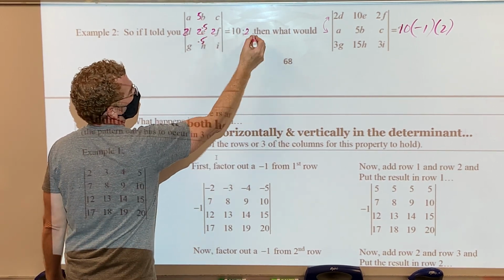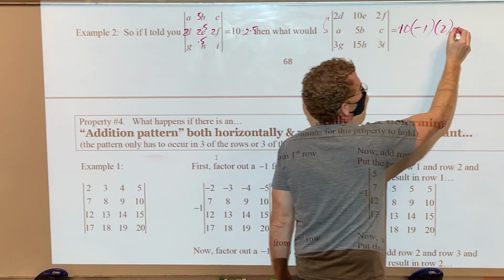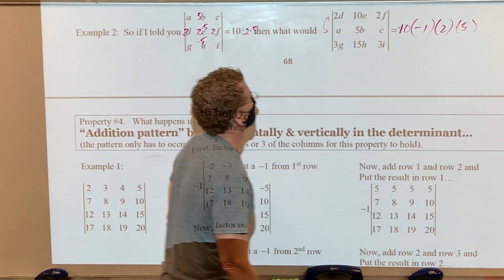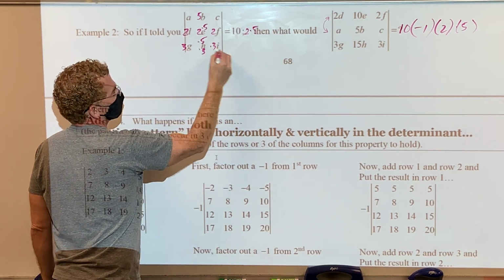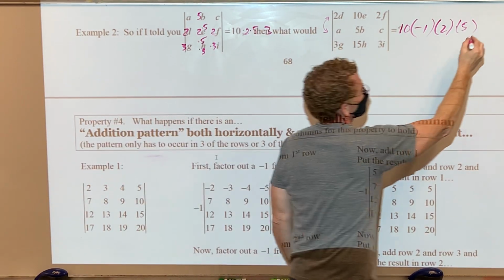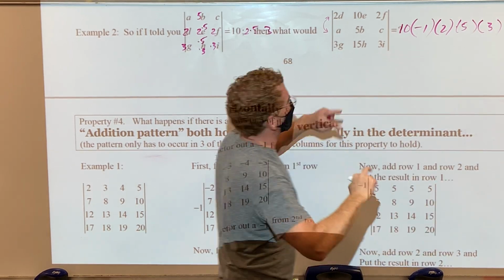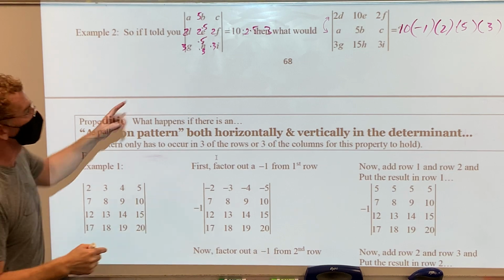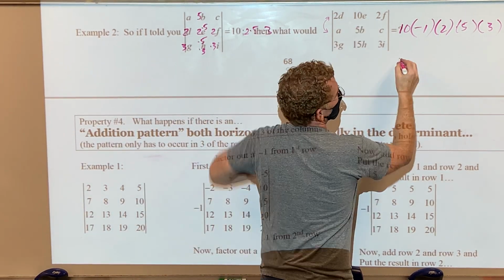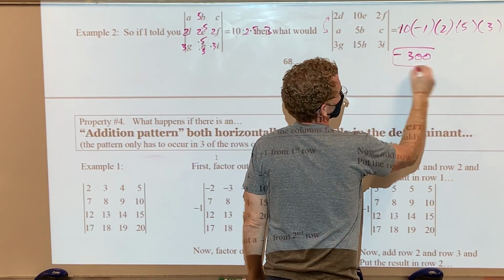So that would multiply that 10 by a 2. Well, then I need a 5 because it's in there. And then the bottom by 3. And then if the GHI got multiplied by a 3, then that would have been an extra 3. So I basically had switched rows, and then a 2 and a 5 and a 3. So what is this equal to? Negative 300. So negative 300.